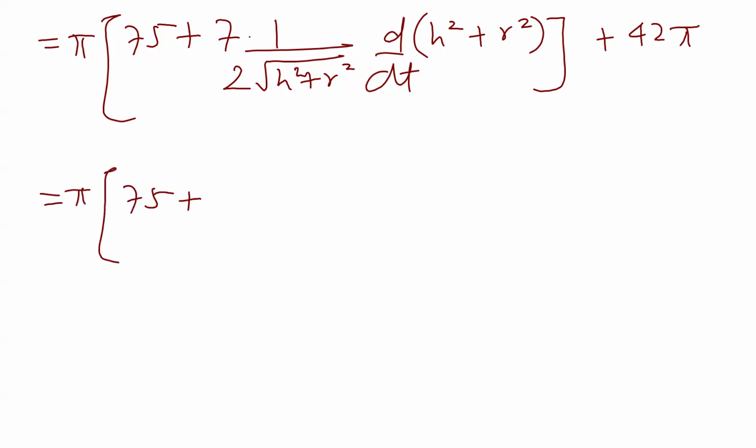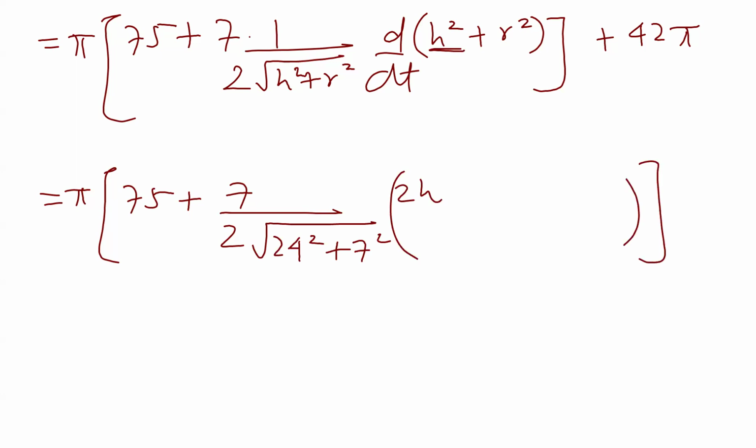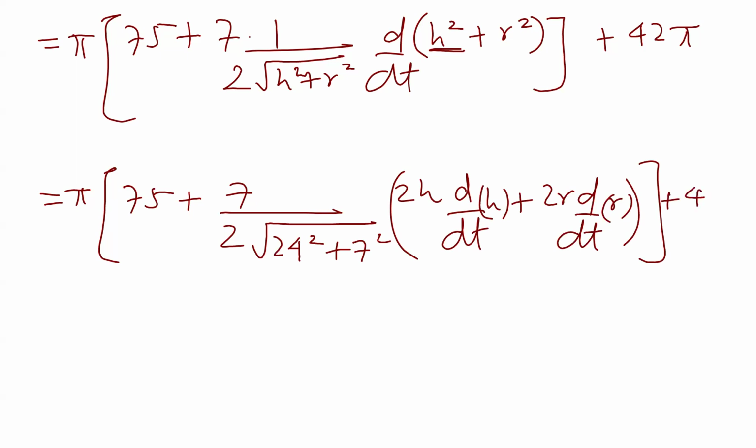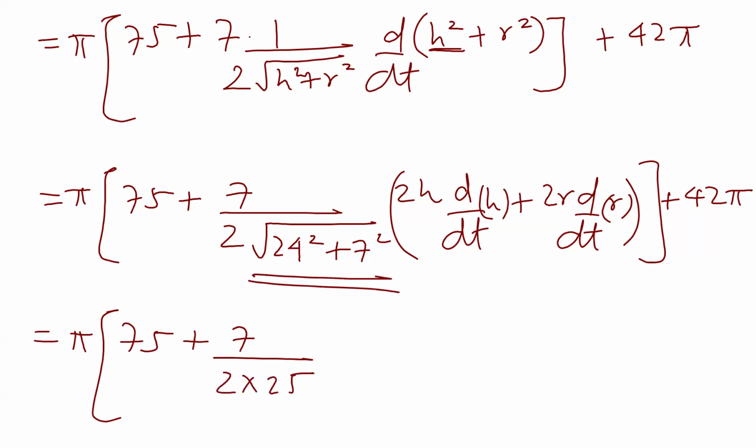So pi into 75 plus 7 upon 2 into, okay, put the values of r and h. H is 24, r is 7, divided by d by dt of h square, 2h dh by dt, plus 2r dr by dt, plus 42 pi. Every bracket is very important over here. So pi into 75 plus 2 into 25. This value is 25, don't take the negative value. Now this becomes very crucial.